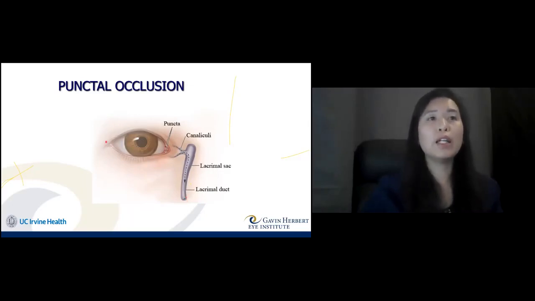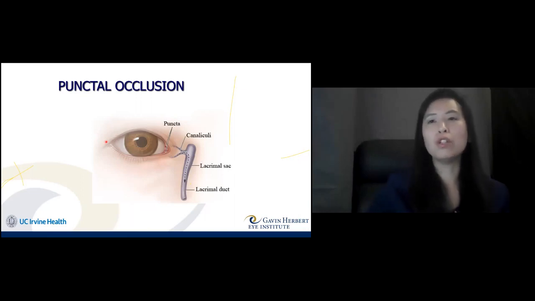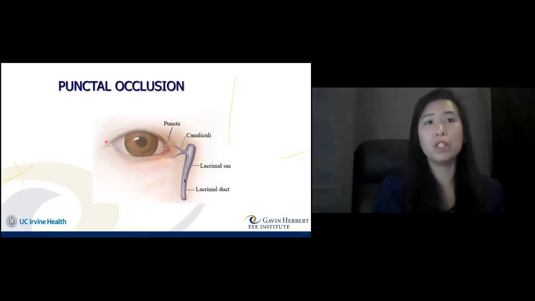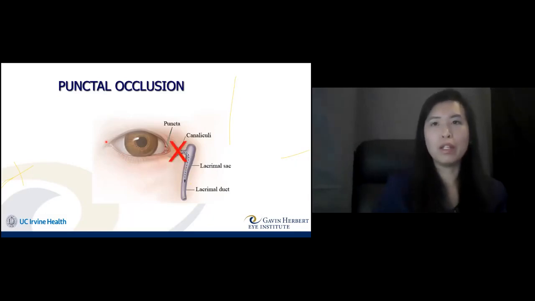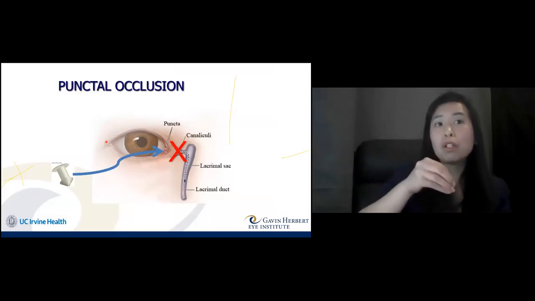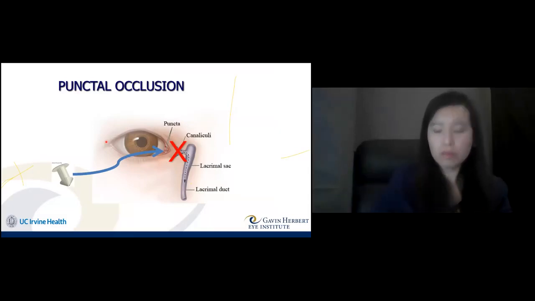But when your eye is not creating enough of the watery portion of the tears and you just don't have enough volume of tear, you want to keep all of those tears in the eye. So what we do is we block that drainage pathway. And how do we do that? Well, there are a couple of ways, but the most common way is called punctal plugs. So it's literally a little stopper that goes into the drain.